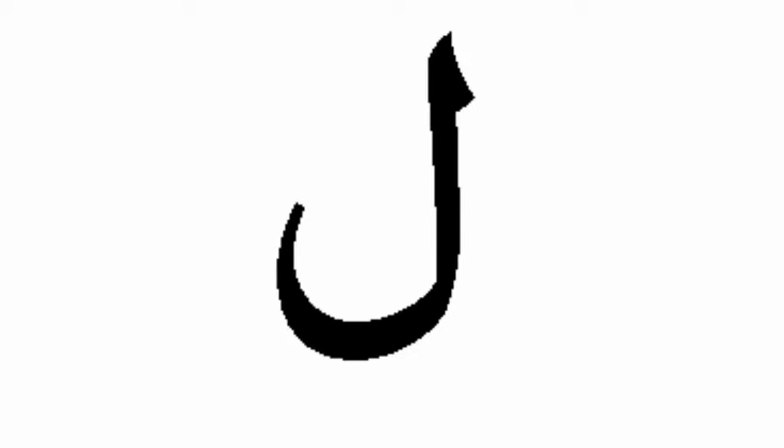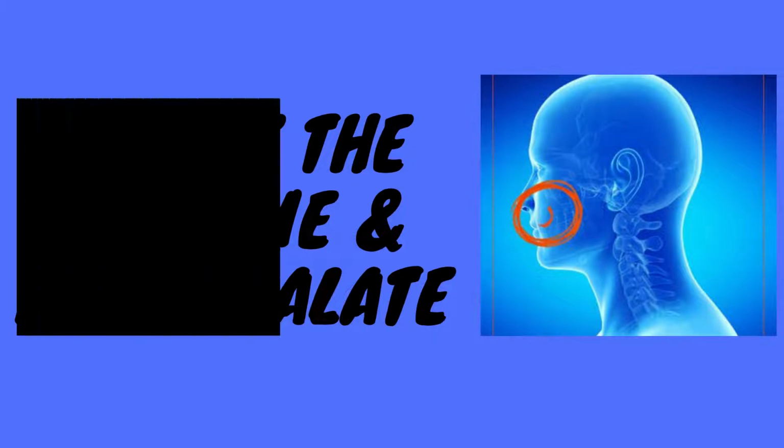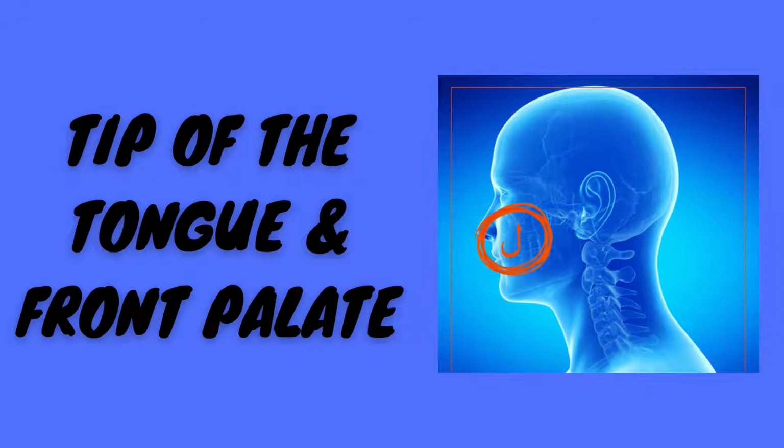Ra and Lam have almost the same makhraj, the same exit point, as we use the tip of our tongue and the front palate for Ra as well as for Lam, right? Ra and Lam, both of them are pronounced with the tip of the tongue and front palate.